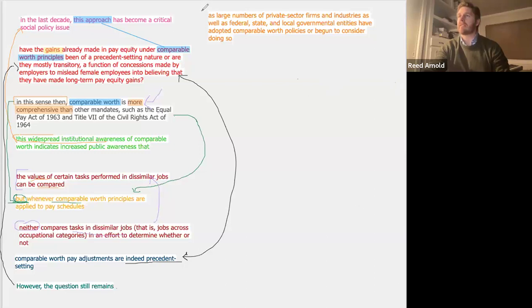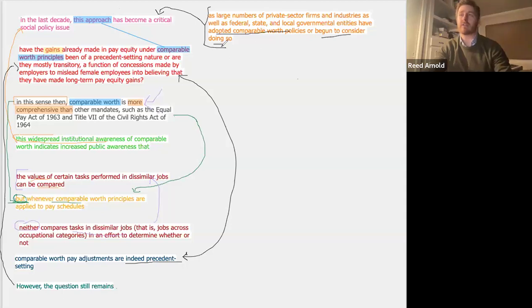So my guess is that this comes early in the passage. And I think it's going to come before this sentence, maybe immediately before. We say that all these firms and industries, all these places have adopted comparable worth policies or begun to consider doing so. And then we're going to say that this becomes a critical social policy issue.